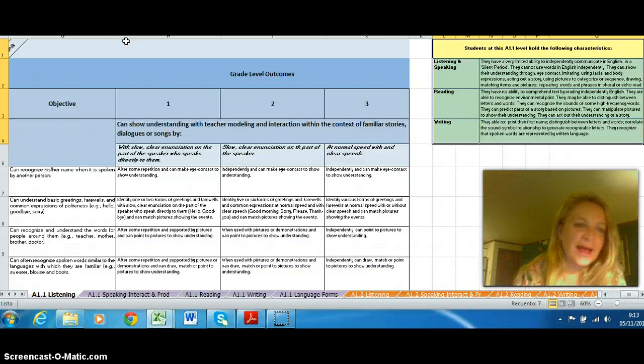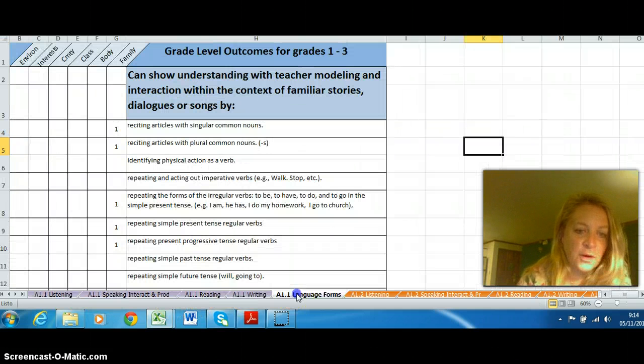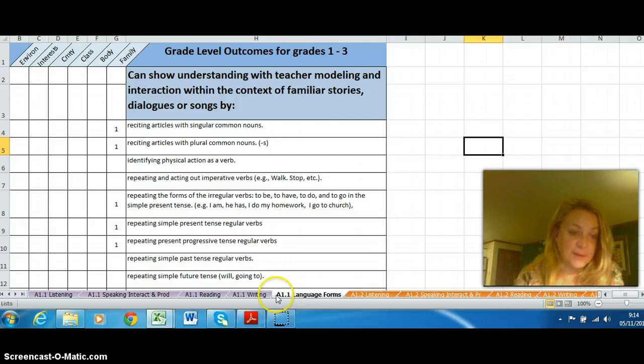Hi, Carolina. So I have put together all of the objectives and the outcomes for grades 1 through 6, and I have mapped them out according to A1.1 all the way to A2.2 by, if you want to call them language skills or language domains. If you can see down here at the bottom, I have made tabs for the different levels. So level 1 through 3 is going to be A1.1 all the way through.